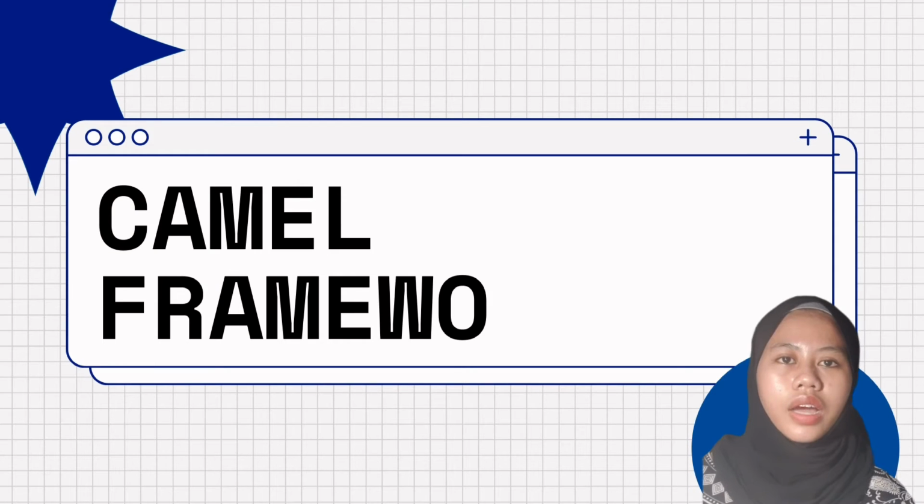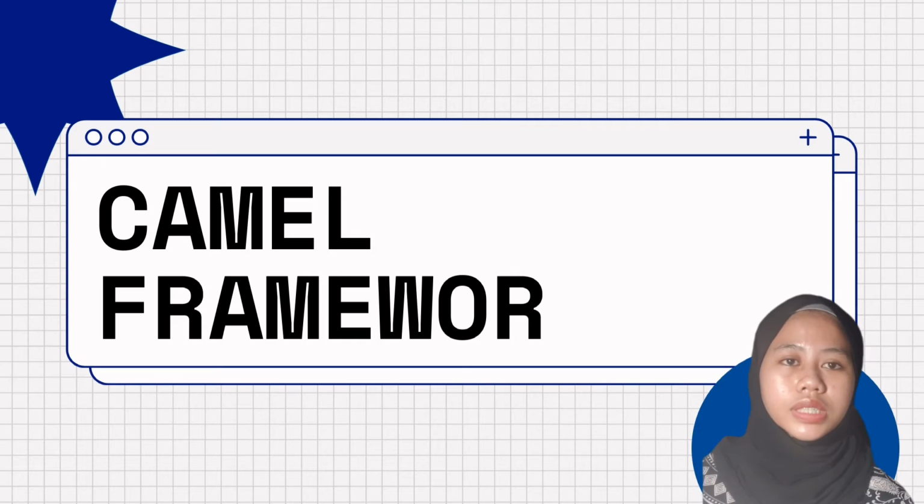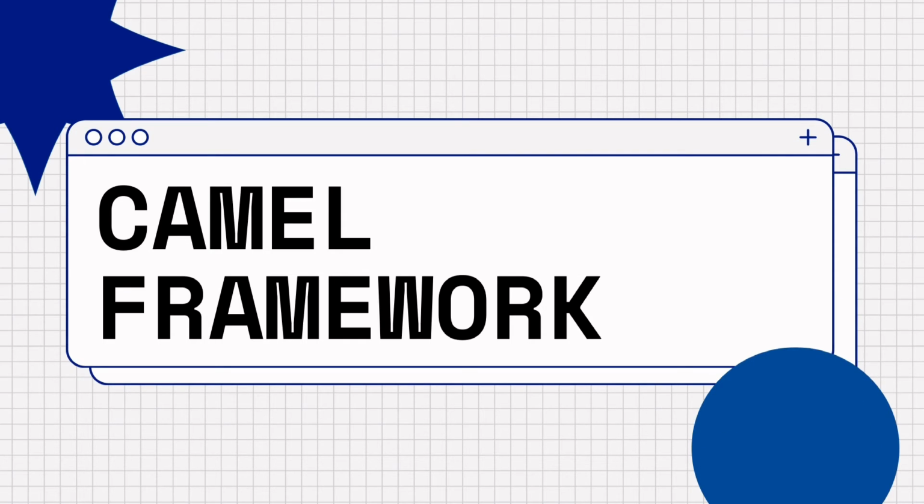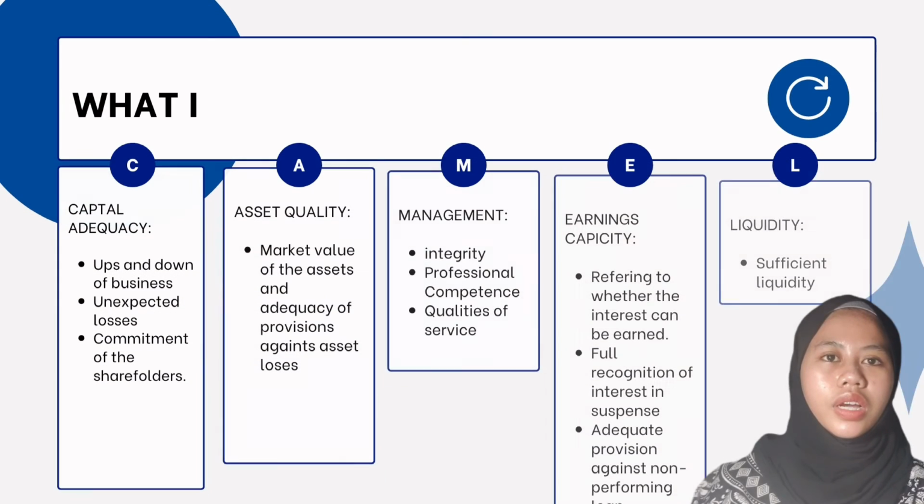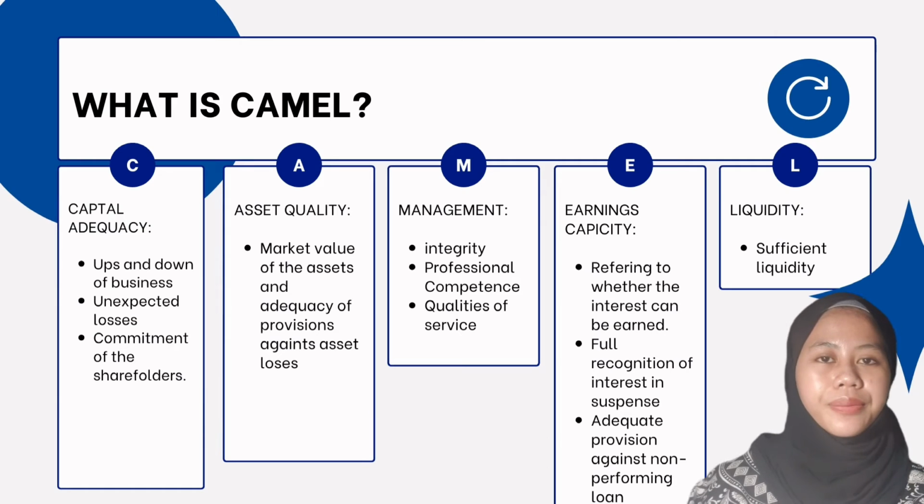For this slide, I will explain what the CAMEL framework is. The CAMEL framework is a rating system for banks, according to the factors in its acronym, that banks have to assess. Okay, what is CAMEL? As you can see here, we have C, which is capital adequacy, A for asset quality, M is management, E for earning capacity, and lastly, we have liquidity for L.